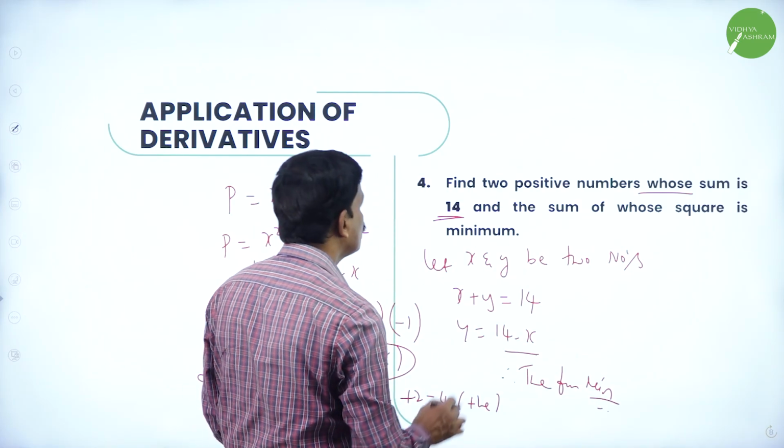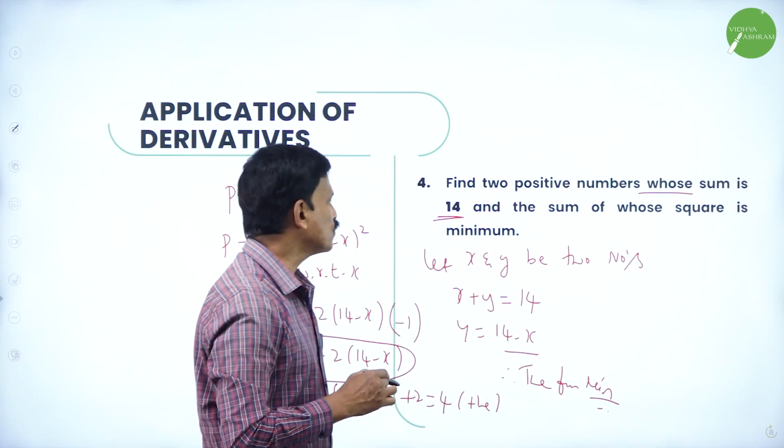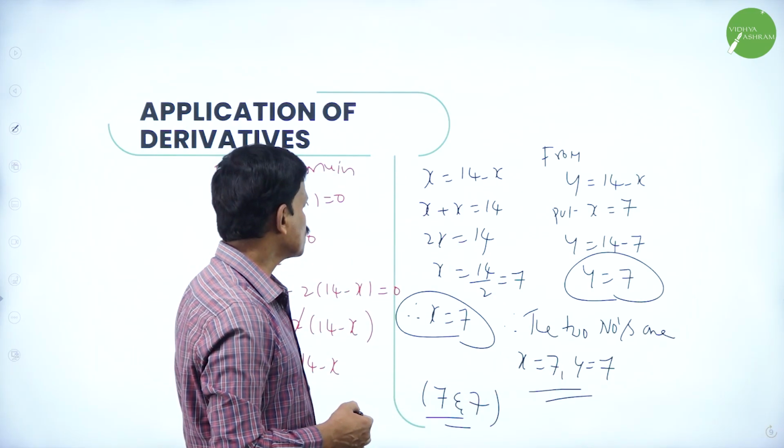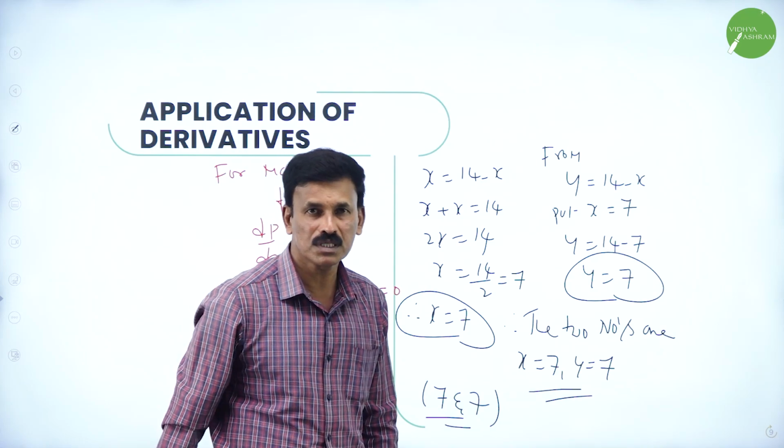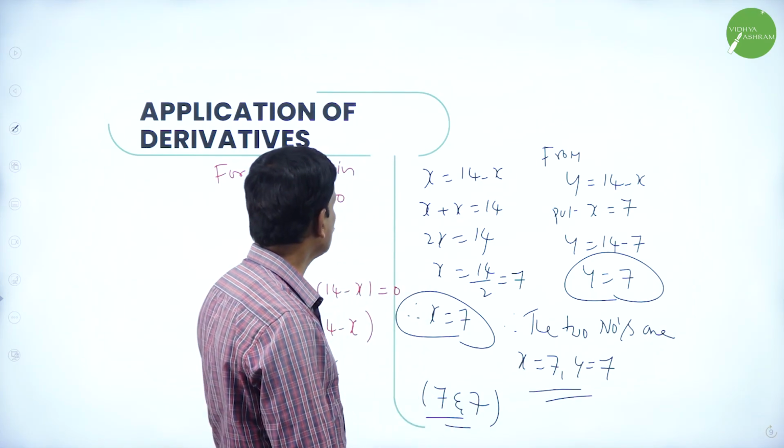You can add, what is 7 plus 7? 14. So the sum is 14. Sum of whose squares is minimum, right? So these are the two numbers. Hope you followed. Very important problem. Now move on to the next problem.